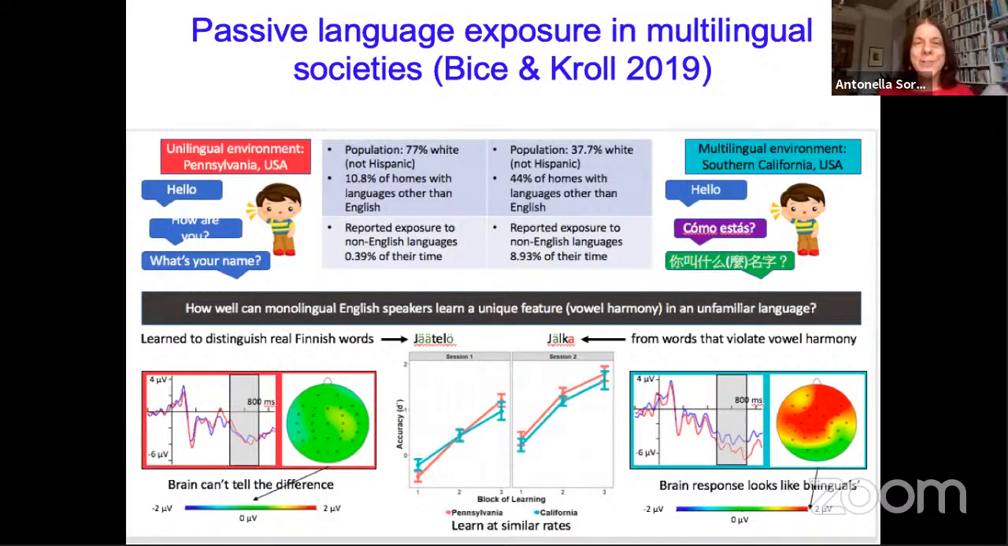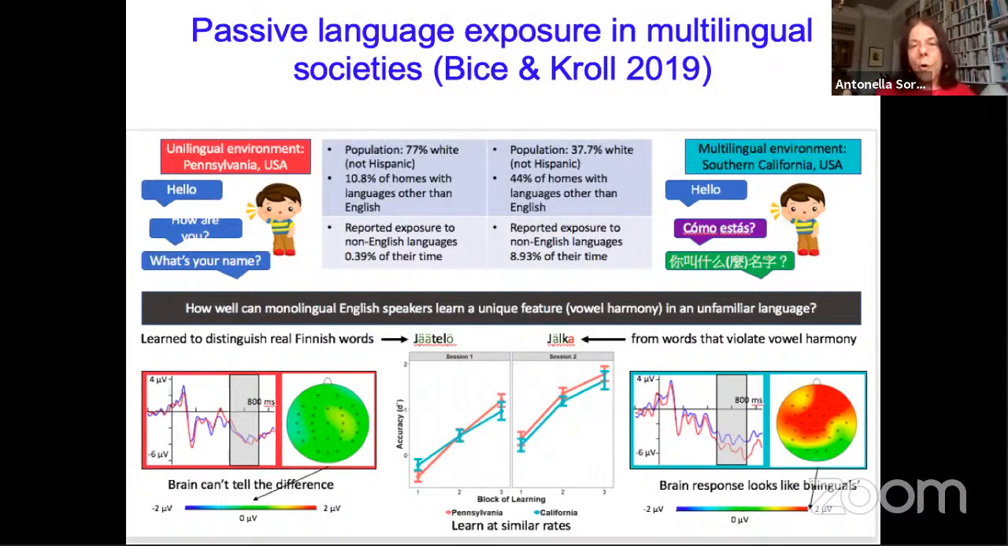Finnish is not exactly an easy language, as many of you probably know. And then they were tested on some features of Finnish, for example, vowel harmony, both in behavioral tests and in brain imaging tests. And what came out of this study is that from a behavioral point of view, there wasn't much of a difference between the monolinguals in Pennsylvania and the monolinguals in California. So they were learning Finnish to similar extents, but from the brain point of view, the brain gave a very different picture, and the brain of the Californians was much more similar to the brain of the bilinguals compared to the brain of the Pennsylvanians.